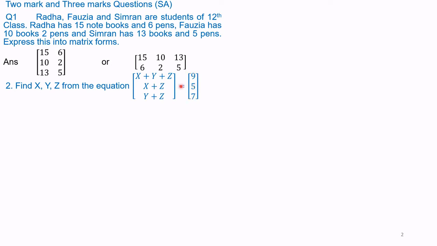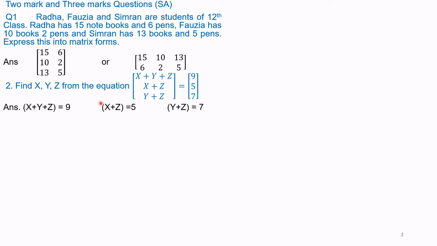So there are 3 rows and 1 column on the left. Similarly, on the right hand side, there are 3 rows: 9 is one row, 5 is one row, 7 is the third row, with only 1 column. So it is 3 by 1, and the right side is also 3 by 1. Comparing the elements of the left hand side with the right hand side, we get x plus y plus z is equal to 9, x plus z is equal to 5, and y plus z is equal to 7.